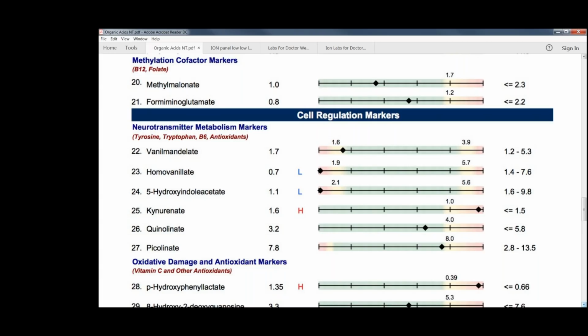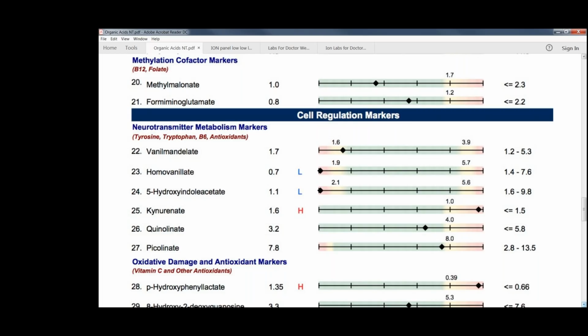What should happen in an inflamed brain is the kynurenate, quinolinate, and picolinate should all be elevated. That's what's supposed to happen when the brain is in bad shape, right? In this case, it's a little borderline. It's a judgment call, but certainly the pattern is there. Quinolinate and picolinate are one quintile short of the highest. In fact, if you look at picolinate, it's 7.8 and the cutoff is 8. I would call those borderline.